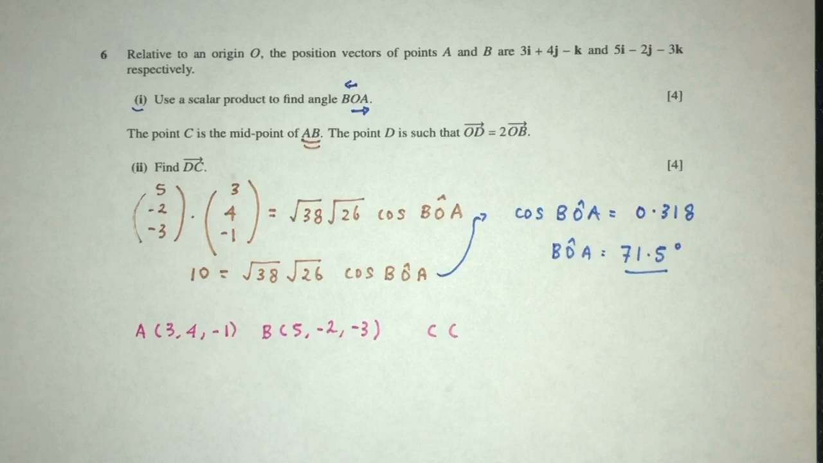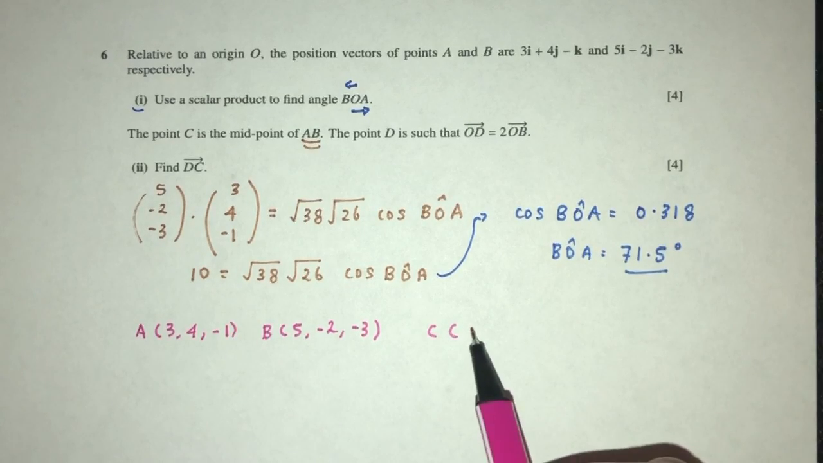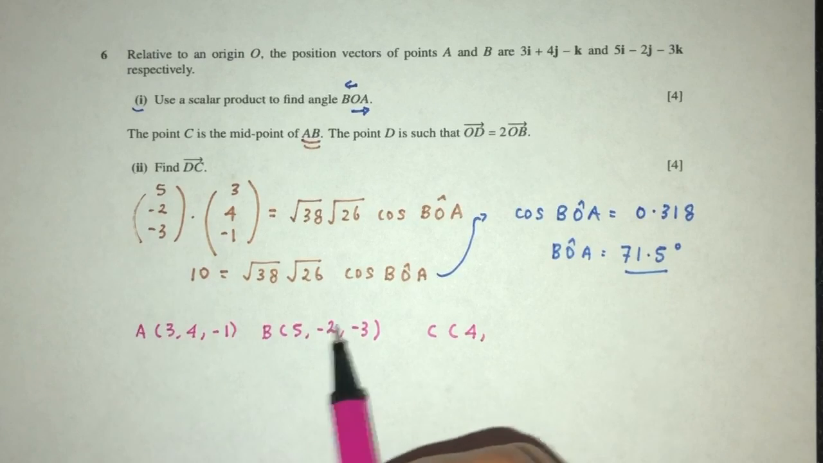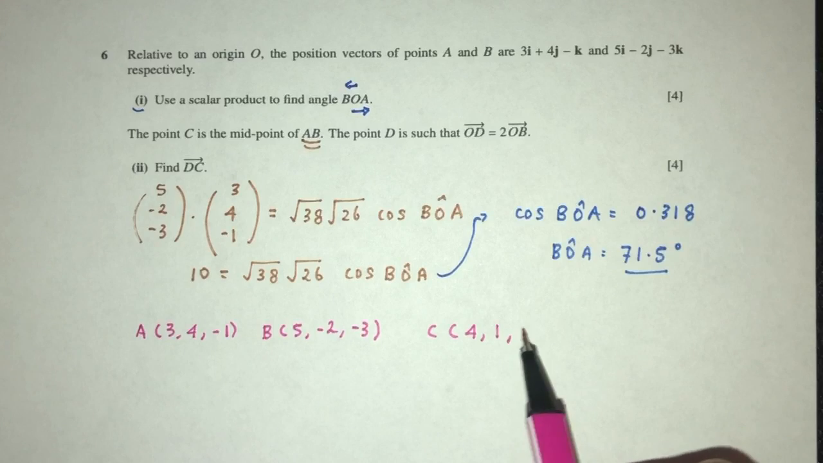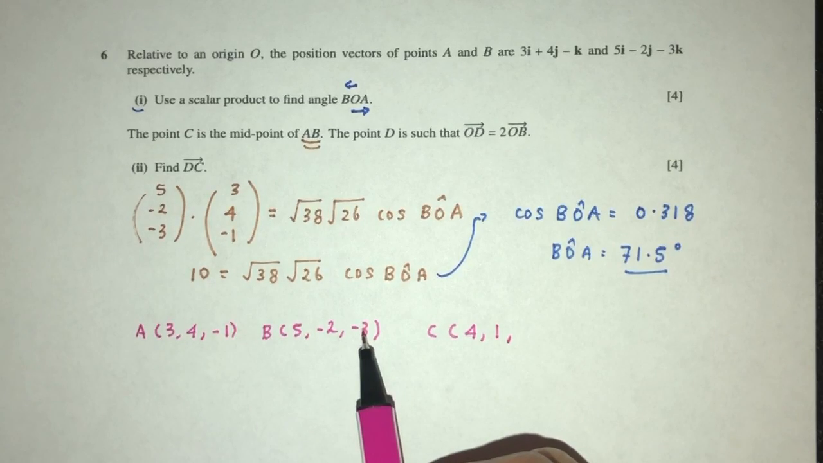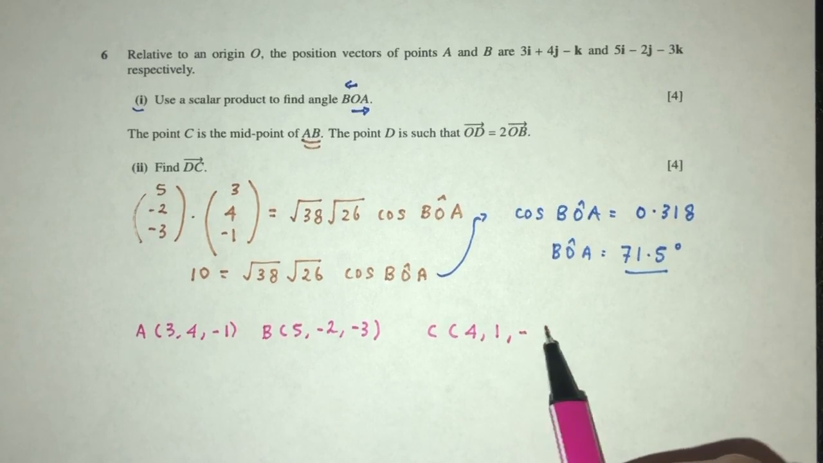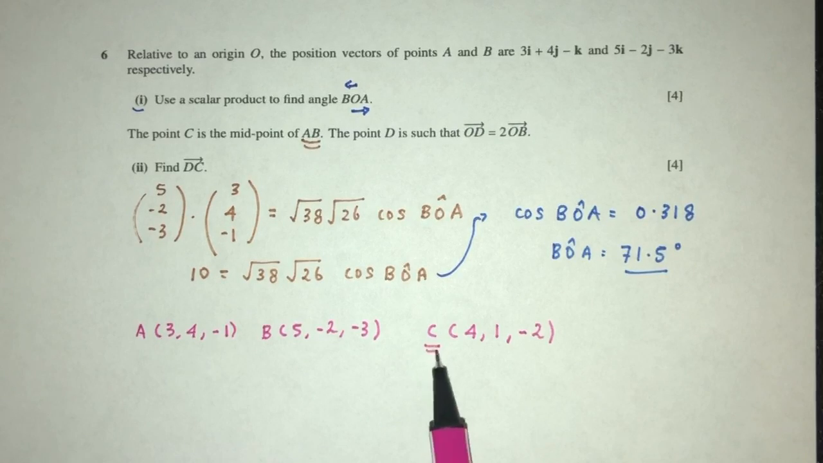The point C will be pretty easy. x1 plus x2 is 8 divided by 2 should be 4. y1 plus y2, that should be 2, and then divided by 2 should be 1. This plus this should be minus 4 divided by 2 should be minus 2. That will be my point C.